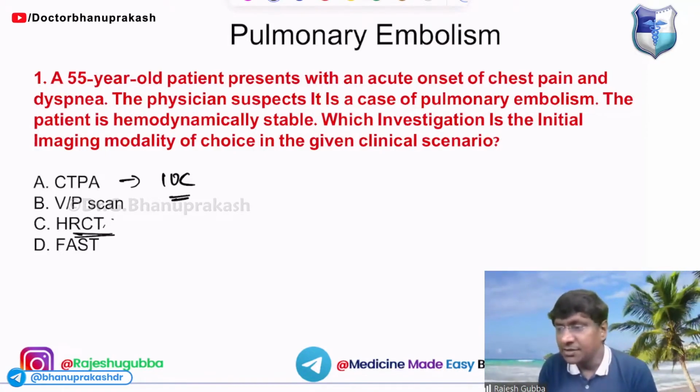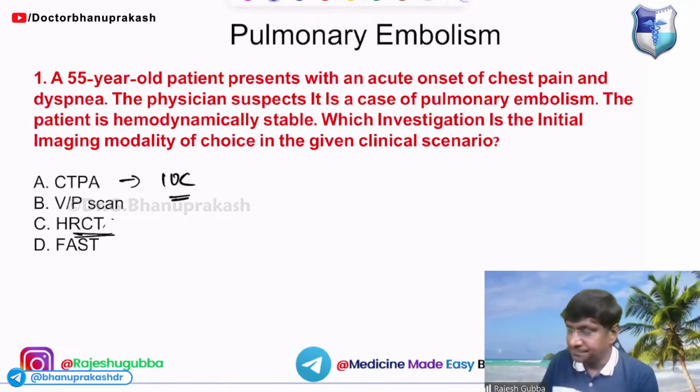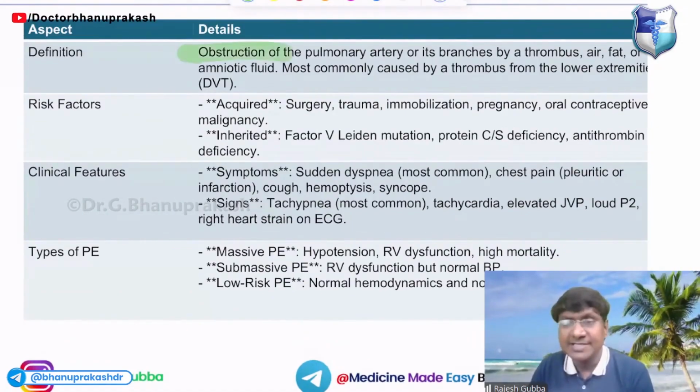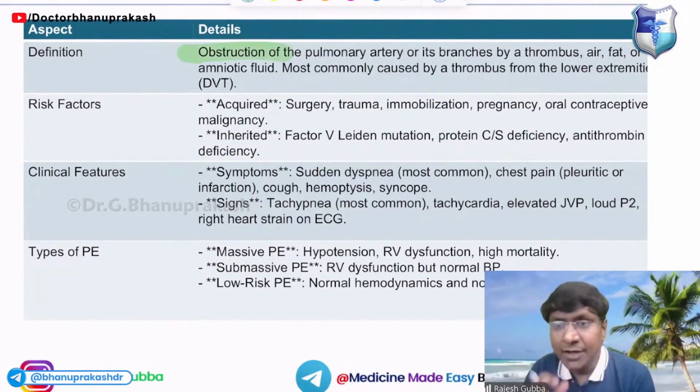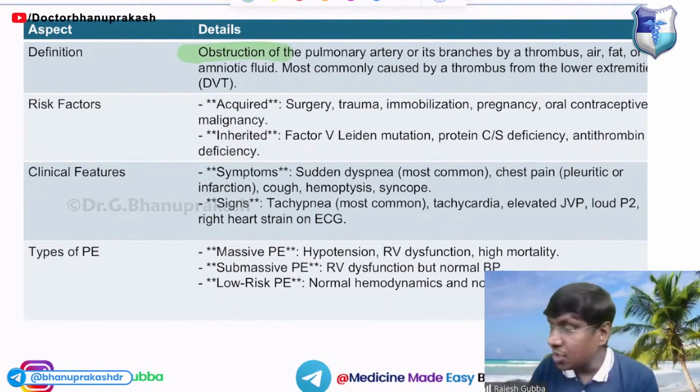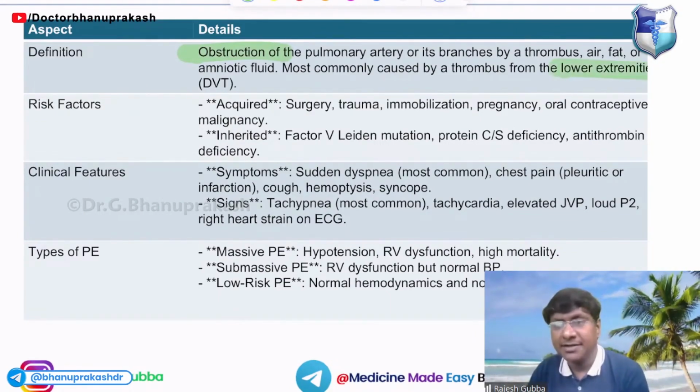Now, let us start with the discussion related to pulmonary embolism. So pulmonary embolism, what exactly is the problem? It is the obstruction of the pulmonary artery by an embolus, right? And what is a common source for the embolus into the pulmonary artery? That is from the lower limbs, that is deep vein thrombosis.